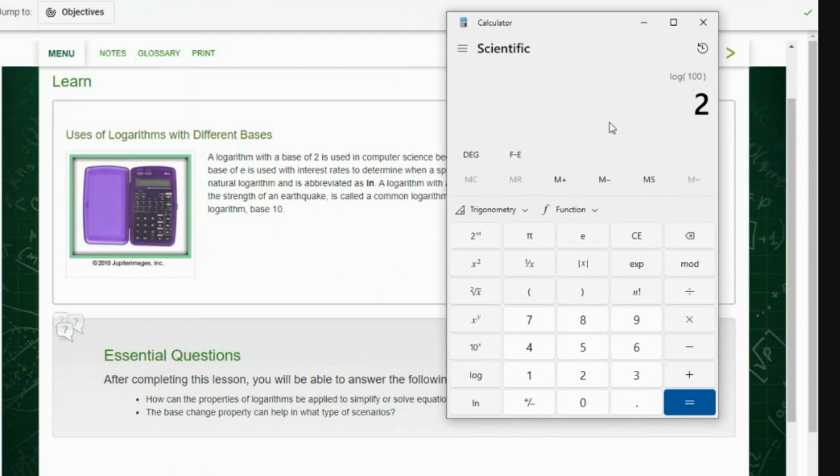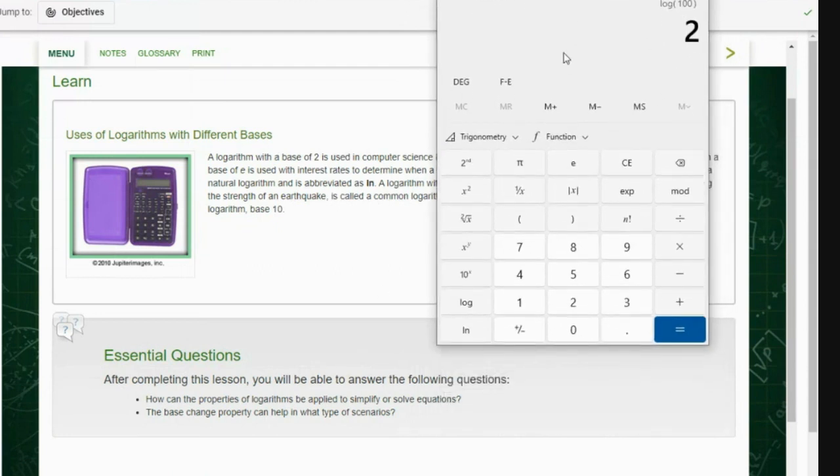See, on this calculator on the computer, and I'm not sure if your Chromebook's the same way or if the calculator in Buzz is the same way, this one, you have to put the argument first before you hit the log button. If I hit log without hitting an argument, it says invalid input because it can't take the log of 0. There's no power of 10 that would equal 0. 10 to the 0 power is 1.